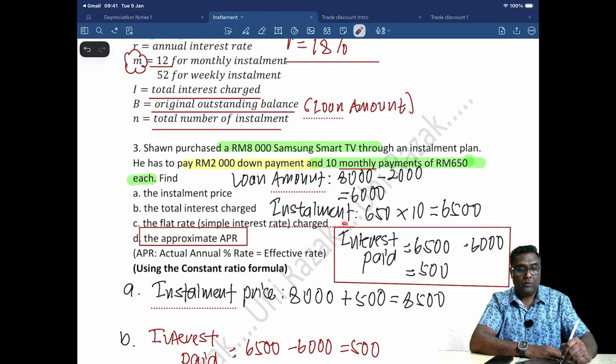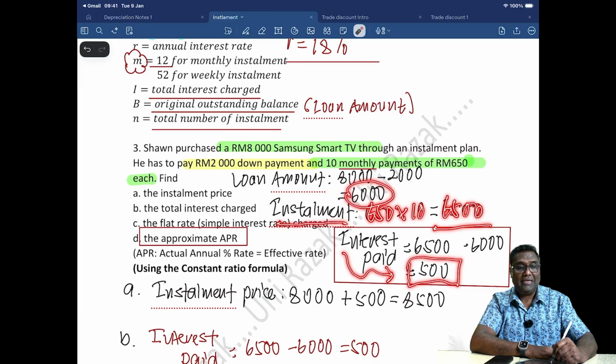Second, I find out my installment total. I'm paying 650 for 10 months, so this is going to be 6,500. When I take 6,500 minus 6,000, I get how much interest I have paid. So this is how I got the interest paid.